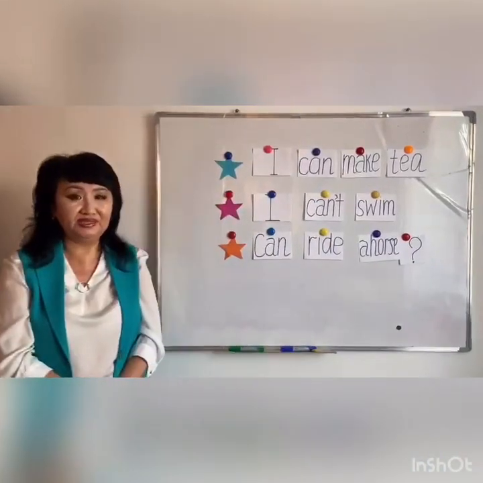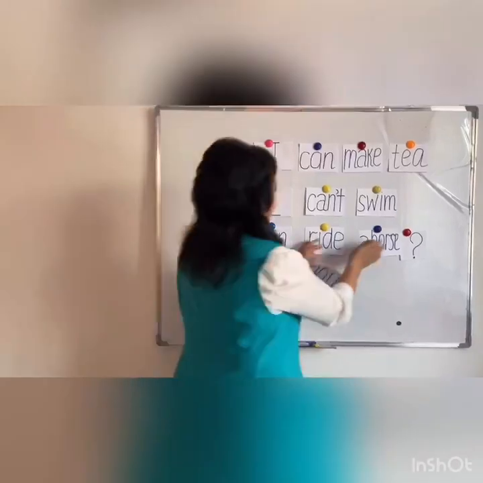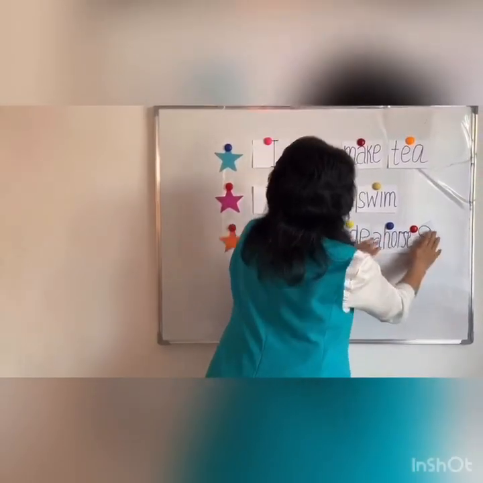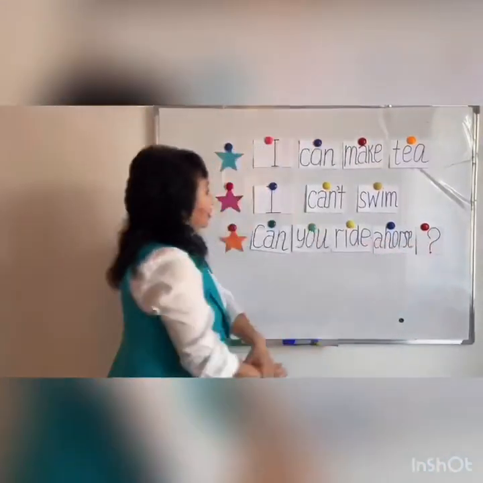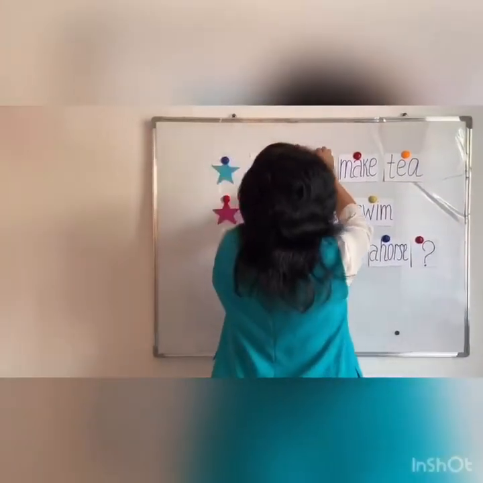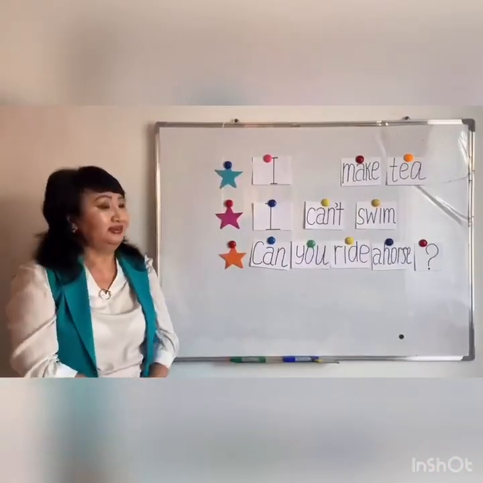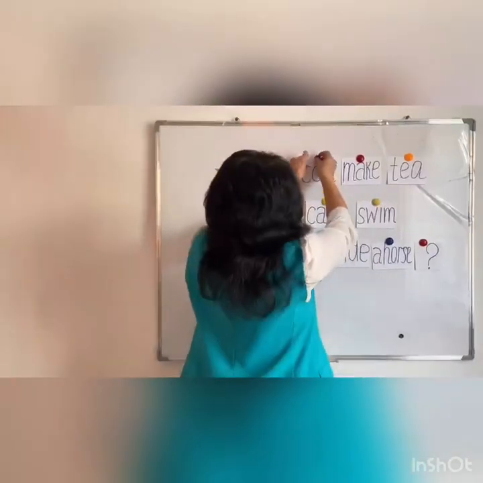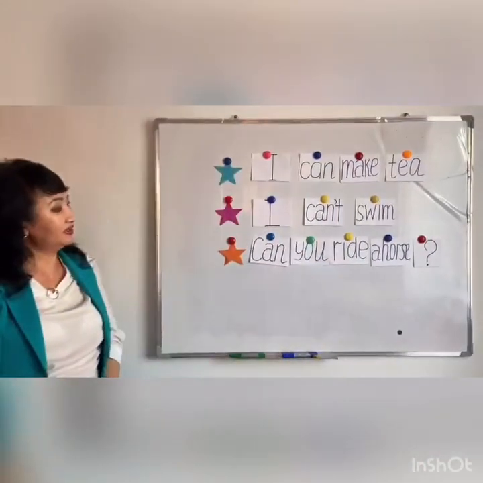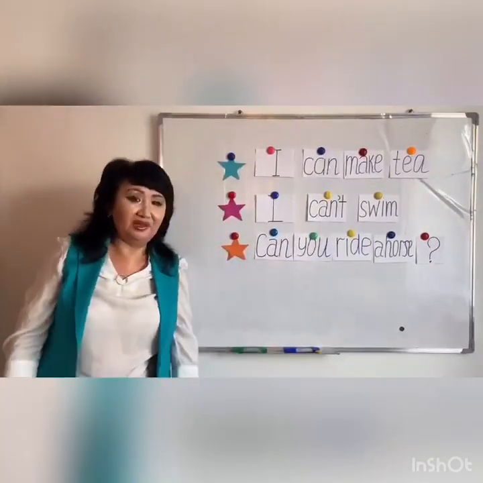What word is missing? Yes, "Can you ride a horse?" Next, for example, take away one word. There is "can." As you can see, this game helps children to remember the structure of the sentences and to be attentive.